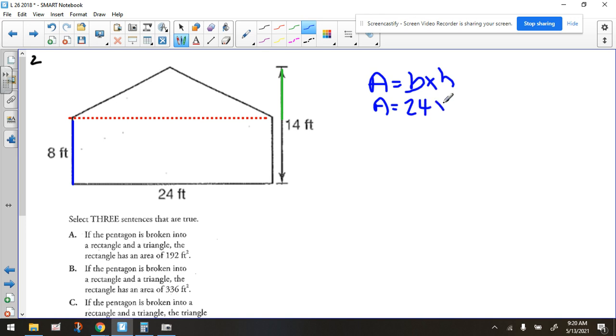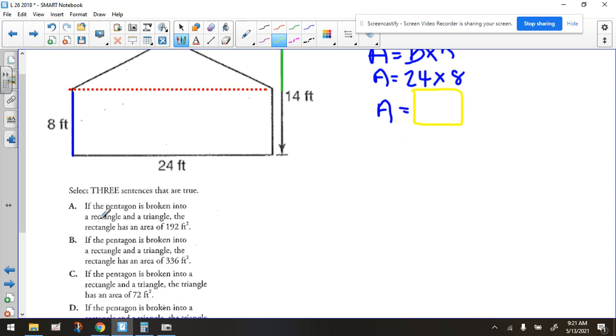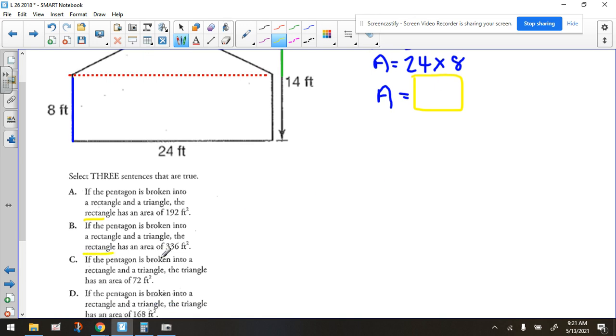All right, so you multiply those numbers together, and you're going to get some number. I'm just going to leave a box there, but you're going to fill that in by multiplying these two numbers together. If you look at some of the things that they're talking about here, it says if the pentagon is broken up into a rectangle and a triangle, the rectangle has an area of, so did you get 192? Or did you get an area of 336? Because whatever you got, that's going to be one of the ones that you pick is true.